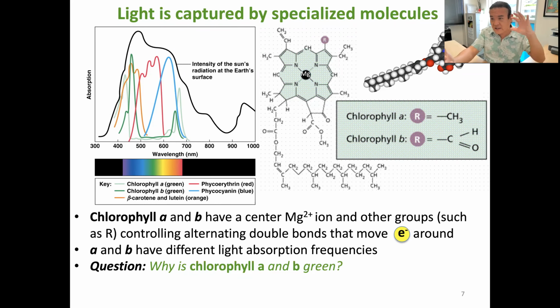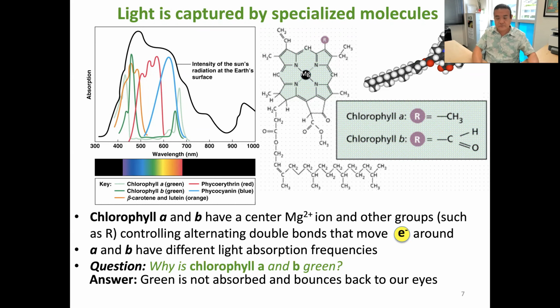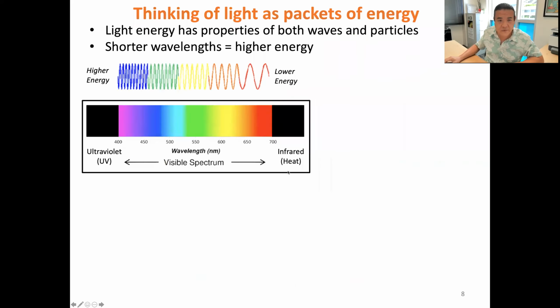So when sunlight hits a leaf, we see it as green because the chlorophyll has absorbed the blues, the oranges, and the reds, but the green wavelengths aren't absorbed and they bounce back to our eyes. So the leaf looks green to us. In other words, the answer is the green is not absorbed and it bounces back, and that's what we see. So let's think of light.